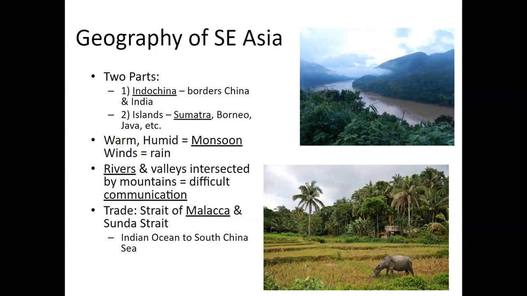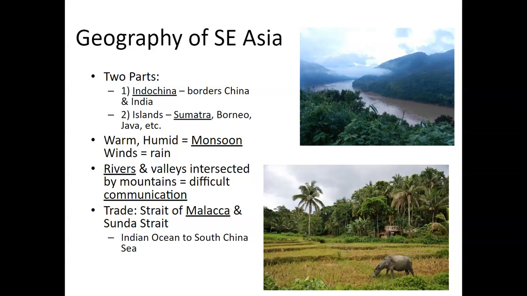From a climate standpoint, it's very warm and humid. It means the monsoonal winds are going across this area, so there's a lot of rain for significant portions of the year. Typically, geographically, it's rivers and valleys that are intersected by mountains, as you can see in the top picture. So it means there's very difficult communication, both in terms of just moving from one area to the other, but also it's one of the reasons why you have a number of cultures, a number of empires, kingdoms that develop pretty close to each other but don't have much contact, and so forth.